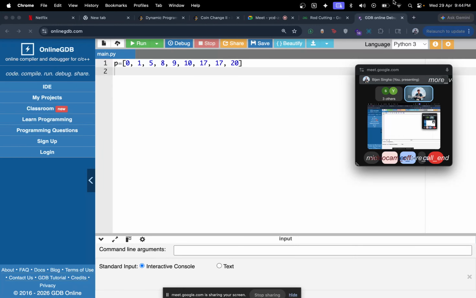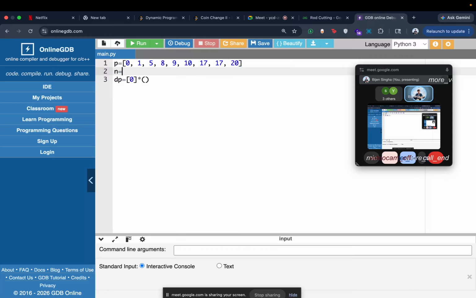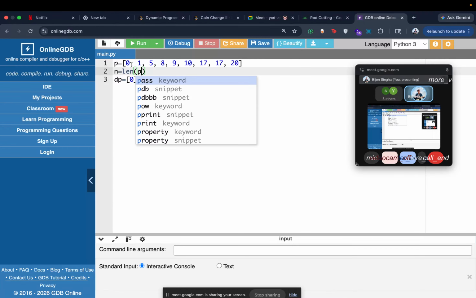Now next is DP. DP is what, guys? DP is 0 into n plus 1. What is n? N is 0, 1, 2, 3, 4, 5, 6, 7, 8. So let me just write here n. N is nothing but len of p. Okay, what is len of p? 0, 1, 2, 3, 4, 5, 6, 7, 8. Clear, everyone? Length of P is 8.